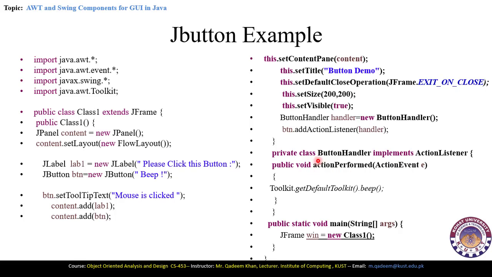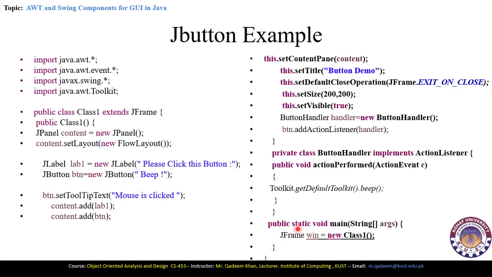Now inside of this event handler class, we have declared a function: public void actionPerformed(ActionEvent e). This will be a function which will be executed when this click event is performed. And inside of this function, we have Toolkit.getDefaultToolkit().beep(). So this defines the beep sound when we click on the button.